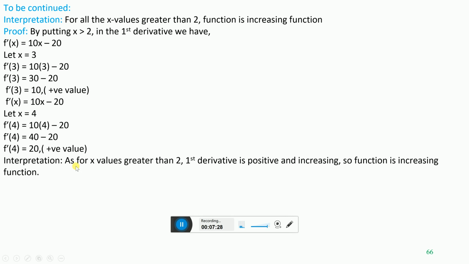This means that for x values greater than 2, the first derivative is positive, so the function is increasing. As we check the first derivative for x values greater than 2, the first derivative value is positive, so we can say that the function is increasing.